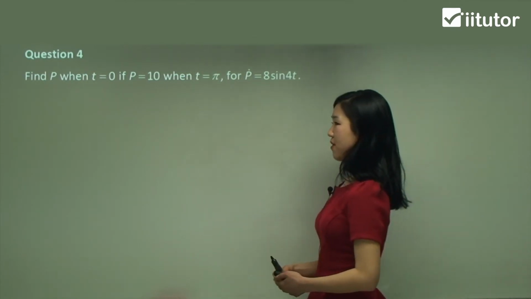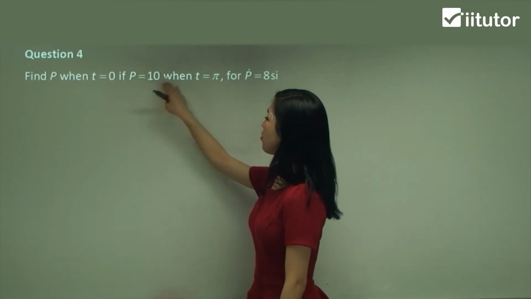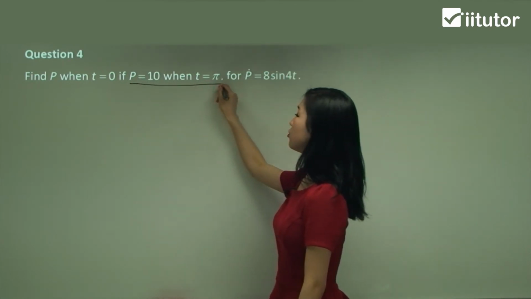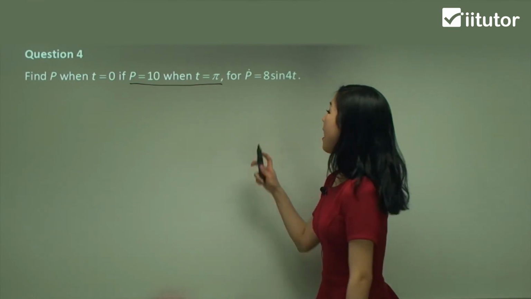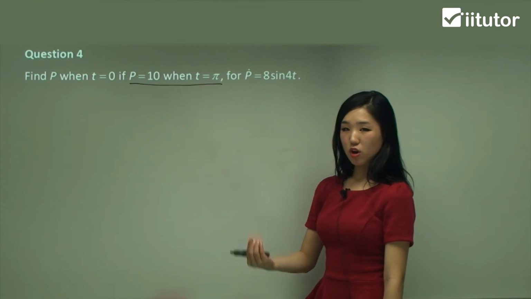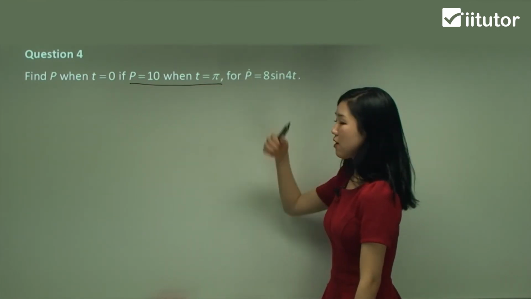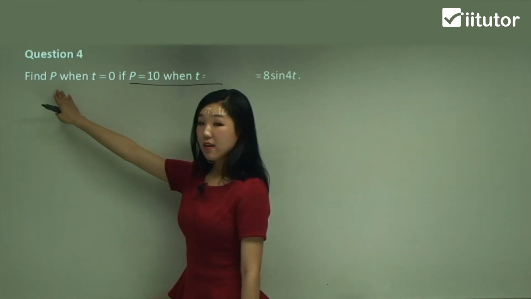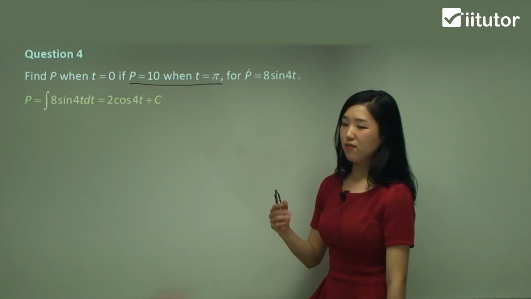Question 4, find p when t equals 0 if p equals 10 when t equals pi. So similar to the previous question, they give you a little hint or a little property that you may like to use later, and they tell you that p dot equals 8 sine 4t. So p dot is the rate of change of p, isn't it? So this means the differentiated form of p is this. So to find p, we must integrate it.